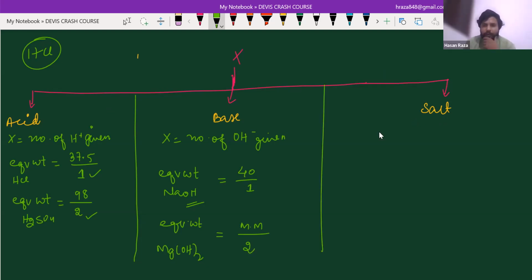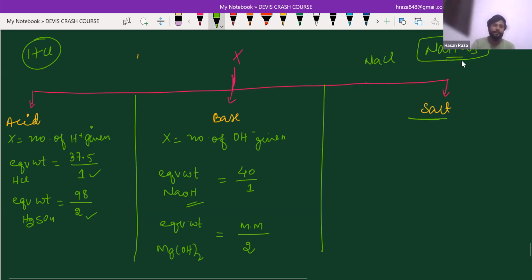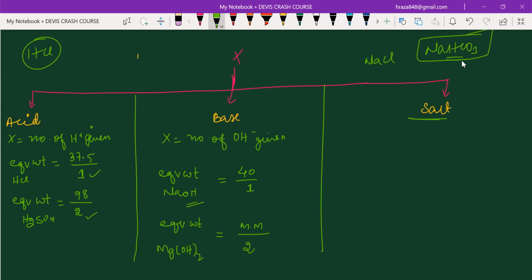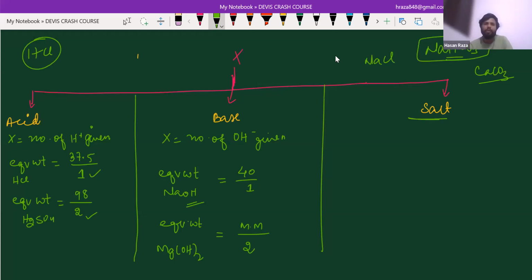Now see, what is a salt? If you are given a salt like NaCl, or NaHCO3, you may say, sir, it is an acid because it is giving H plus. Yes, but it is not an acid. We can call it an acidic salt. Are you getting my point? CaCO3, just take it as salt. Na2CO3, just take it as salt. Na2SO4, just take it as salt.